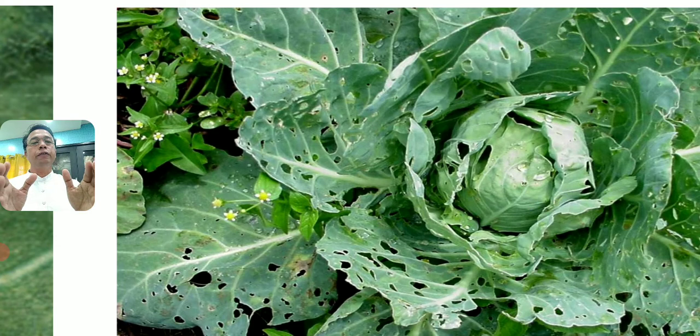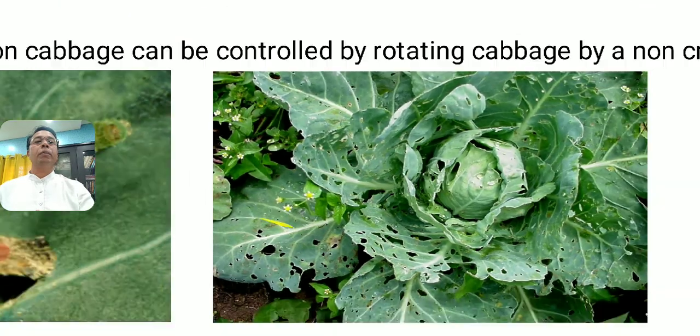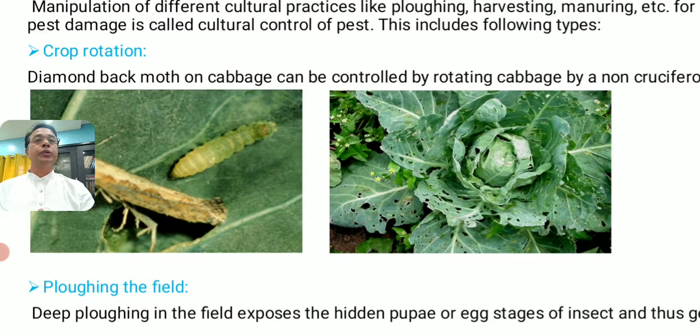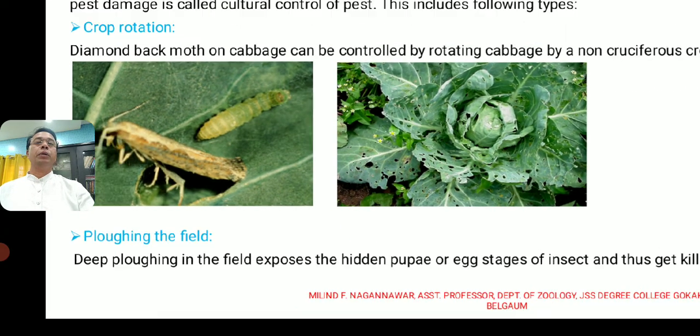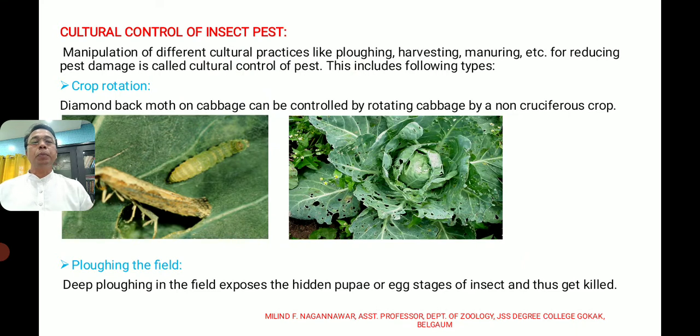Now, if we rotate, if we don't put the cabbage in the next season, the life cycle chain of those worms will be broken, and their population will get reduced. That is called crop rotation. That is, the cruciferous crops should be alternated with non-cruciferous crops so that their life cycle chain is broken, and that is crop rotation. Now, plowing in the field: deep plowing exposes the hidden pupae or egg stages of insects, and thus they get killed.